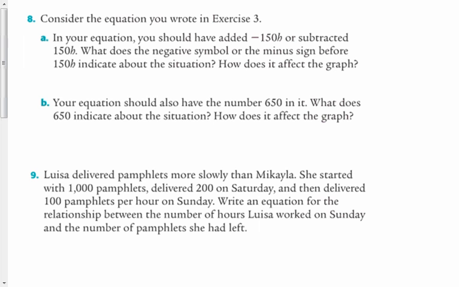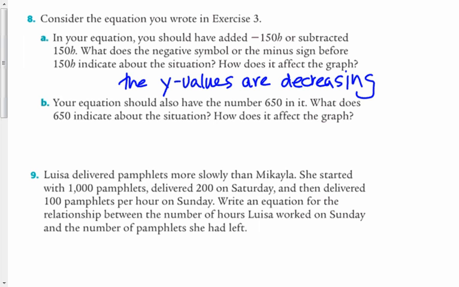Okay, consider the equation you wrote in exercise 3. In your equation, you should have added negative 150h or subtracted 150h. What does the negative symbol or the minus sign before 150 indicate about the situation? How does it affect the graph? It indicates that the total is decreasing. The y values are decreasing, or the total, in this case it's r. The output is decreasing. How does it affect the graph? The graph slants down from left to right.